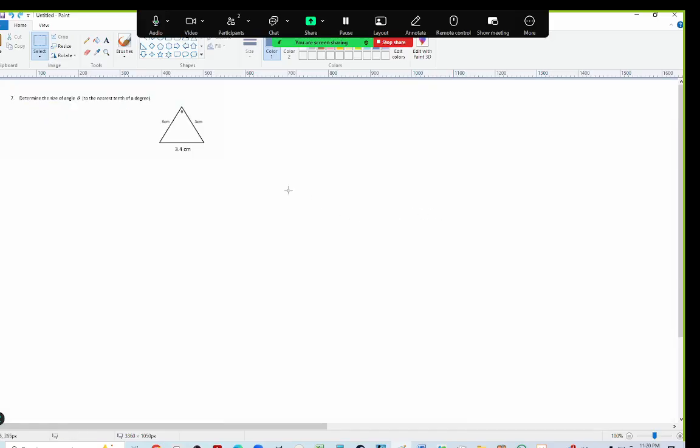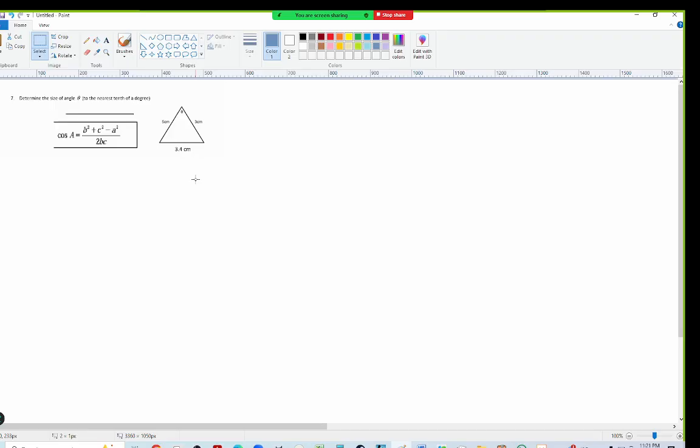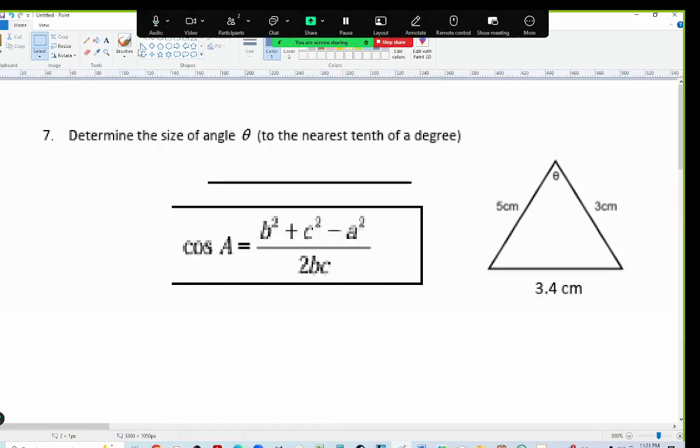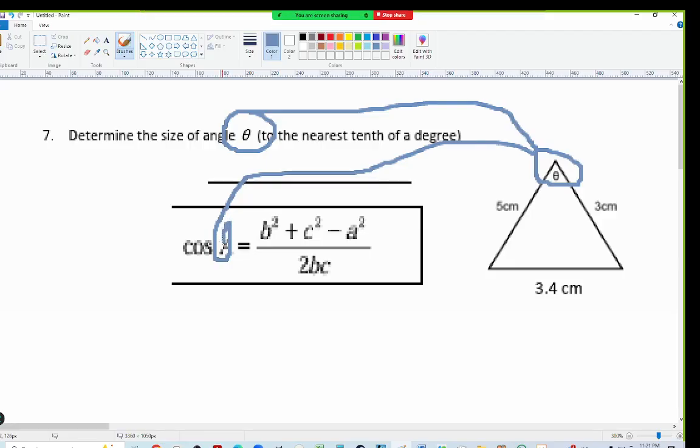The only tricky part is figuring out how the A relates to this triangle. That's based on the angle they want. They want this angle here, which means this is what length on that triangle? 3.4. Everything else doesn't matter. I can put the 5 wherever I want, so I'll put 5 as B, 3 as C, and this annoying 3.4 is A. Down here it's 2 times 5 times 3. 2 times 5 is 10, times 3 is 30. So down here is 30. Up here, 5 squared is 25.